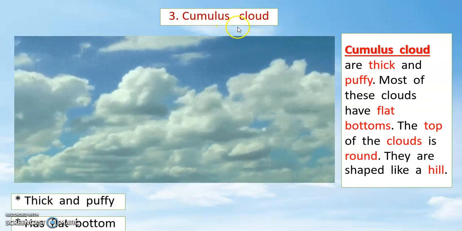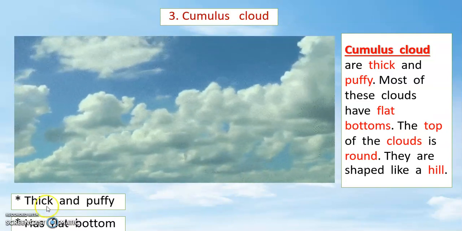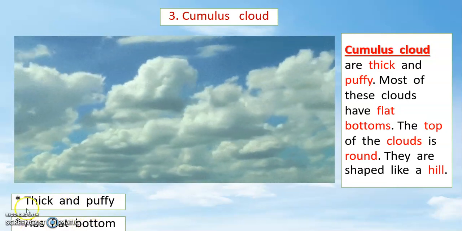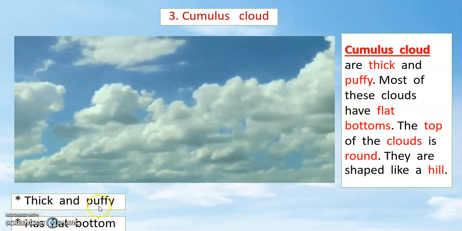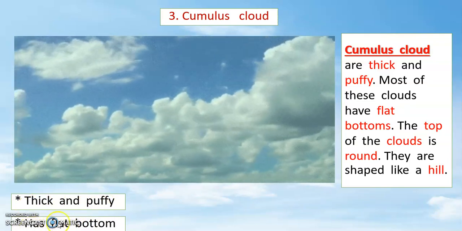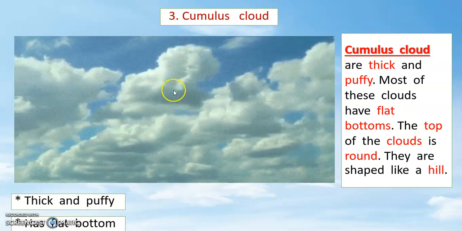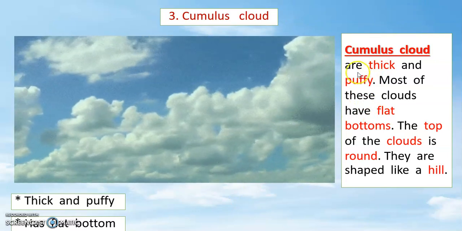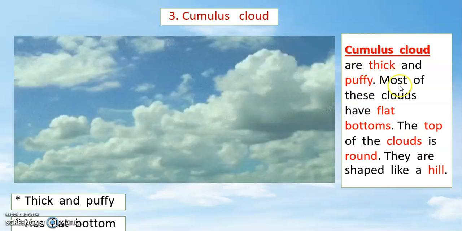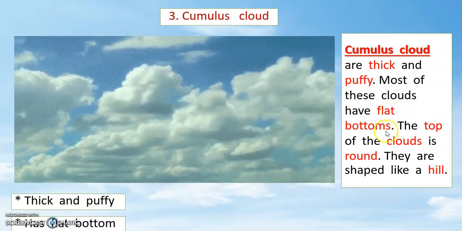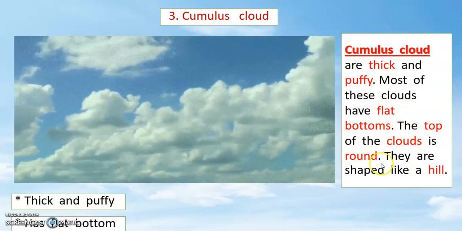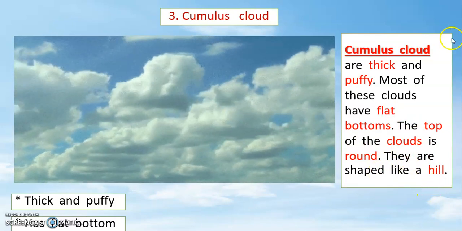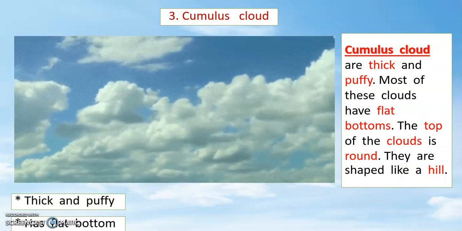Next, number 3 is cumulus cloud. This is thick and puffy, with a flat bottom. Cumulus clouds are thick and puffy. Most of these clouds have flat bottoms. The top of the cloud is round. They are shaped like a hill.